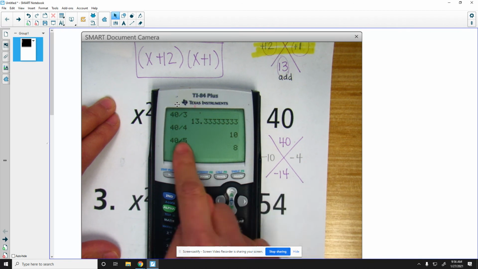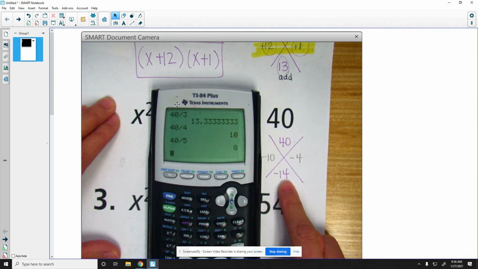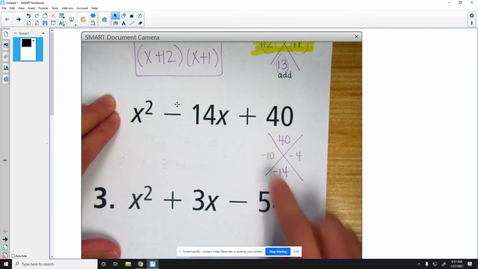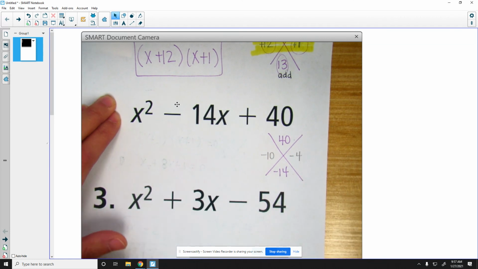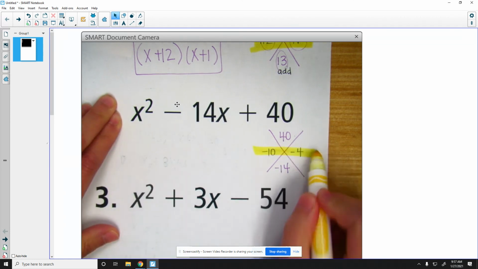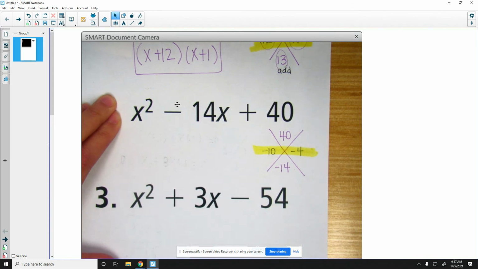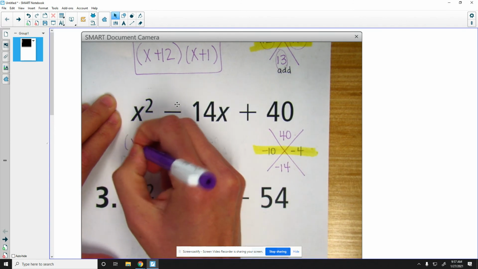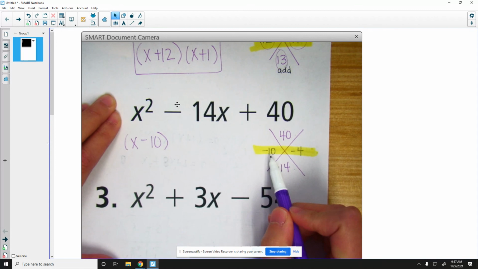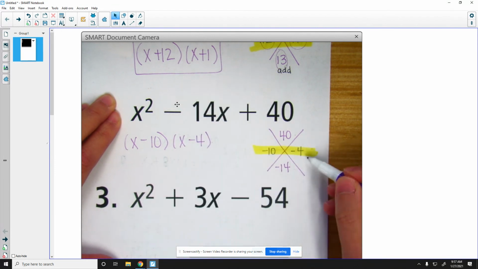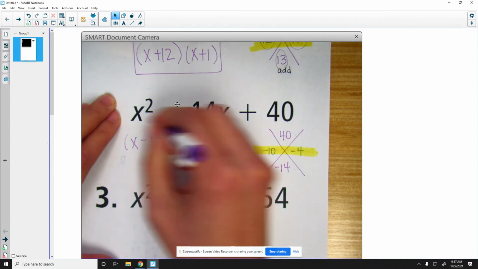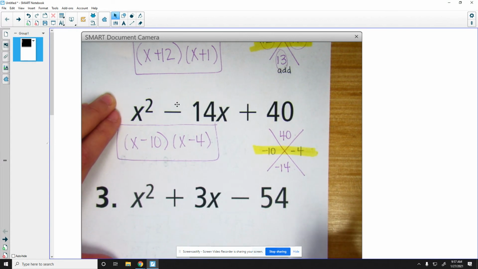So like, yeah, 5 times 8, but that doesn't add up to negative 14. Negative 5 and negative 8 also don't add up to 14. So Grayson is right. Negative 10 times negative 4 is positive 40, but negative 10 plus negative 4 is negative 14. So these are my two numbers in my answer. So the way I write it is x minus 10, because Grayson said negative 10, and then x minus 4 because Grayson said negative 4. And boom, I just factored it. That's my answer.